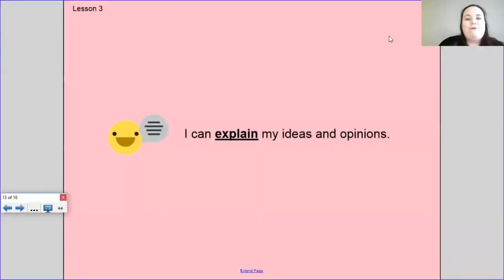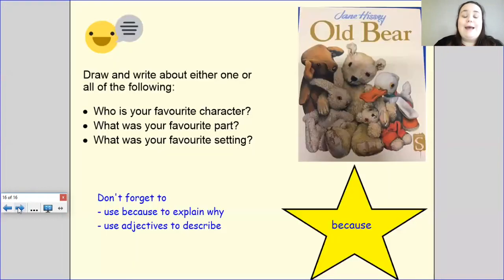And we're now on our final lesson of the week. This is lesson 3. I can explain my ideas and opinions. We have actually finished the story, so today I would like you to draw and write about either one or all of the following. Who is your favourite character? What was your favourite part? What was your favourite setting? Don't forget to use because to explain why, that's your conjunction, and use adjectives to describe. You can also have a look.